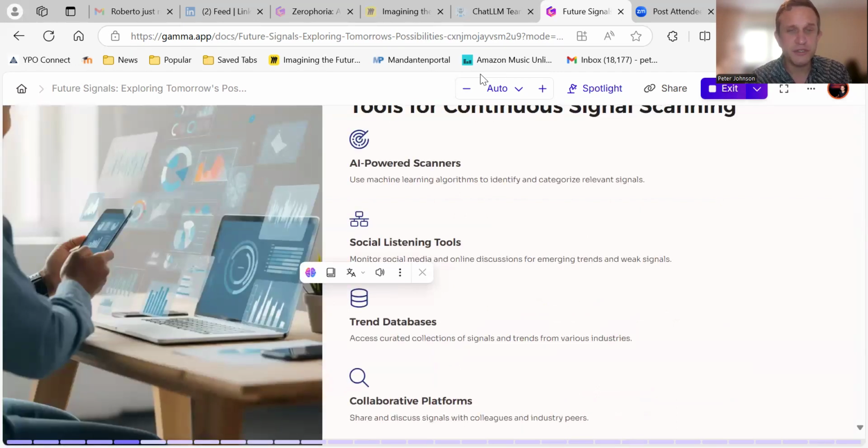So tools for signal scanning, again, this is going a bit further on the sources. There are trend databases that exist. There's also social listening tools, tools where you could say, hey, I want to monitor for this keyword. Maybe Google News will tell me every time there's an article on that keyword, or AI-powered scanners that are even more detailed than that. So these are other tools more specific to using these things.